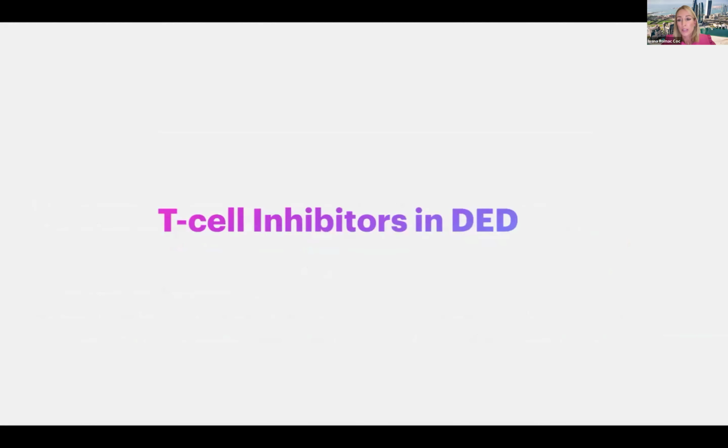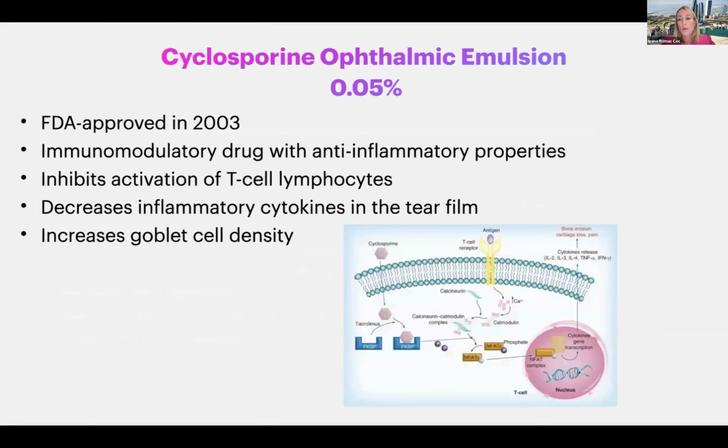Another group of anti-inflammatory medication used in the treatment of dry eye disease are T-cell inhibitors. We have cyclosporin 0.05%. This is the first FDA-approved anti-inflammatory medication for dry eye disease. It was approved in 2003. This is an immunomodulatory drug with anti-inflammatory properties. It inhibits activation of T-cell lymphocytes. It's decreasing inflammatory cytokines, and it's also increasing goblet cell density.